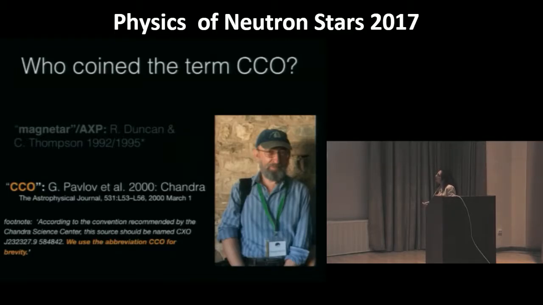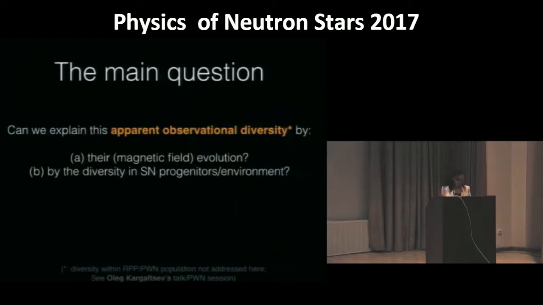So the first instance I saw was in a footnote buried in your 2000 paper, which says, according to the convention recommended by the Chandra Science Center, the Cassiopeia A CCO, which was following the first Chandra light observations of the supernova remnant, should be named CXO with the coordinates. And we use the abbreviation CCO briefly for that particular one, and the name stuck. So he's the one to be blamed for that name.